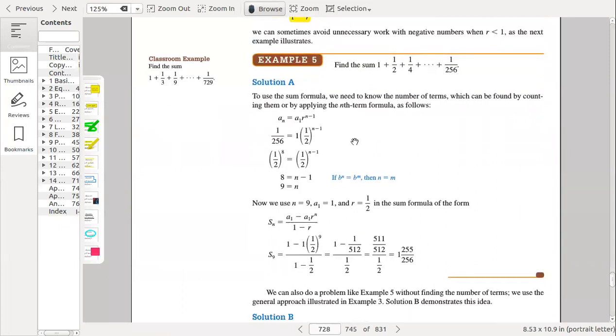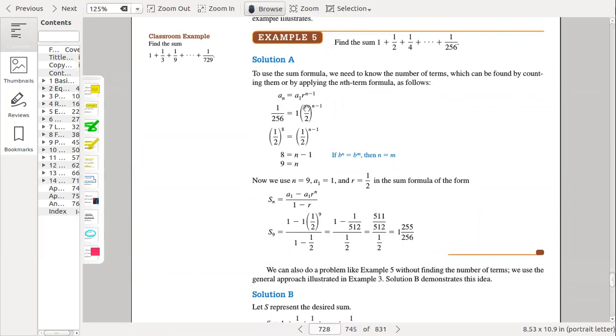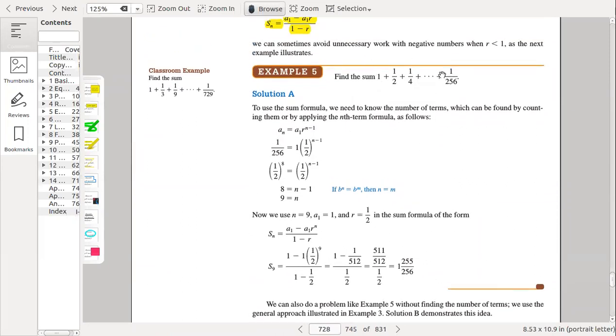The next example is to find the sum of 1 plus 1 by 2 plus 1 by 4 plus so on, plus 1 over 256. What is the solution? First we have to verify that this is a geometric sequence. It is, because if we multiply 1 with 1 by 2, we get the second term, and if we multiply the second term with 1 by 2, we get the third term, and so on.